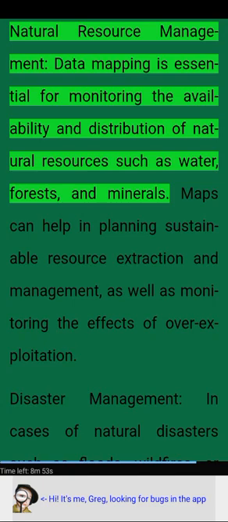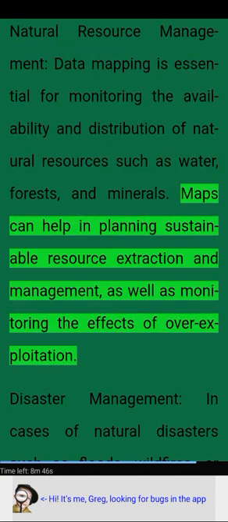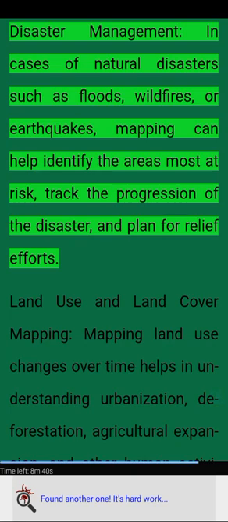Natural resource management. Data mapping is essential for monitoring the availability and distribution of natural resources such as water, forests, and minerals. Maps can help in planning sustainable resource extraction and management, as well as monitoring the effects of overexploitation. Disaster management. In cases of natural disasters such as floods, wildfires, or earthquakes, mapping can help identify the areas most at risk, track the progression of the disaster, and plan for relief efforts.